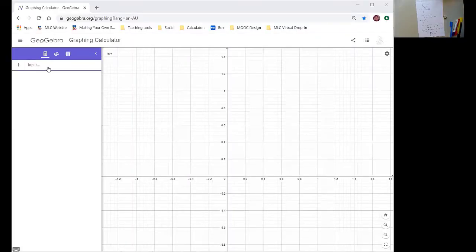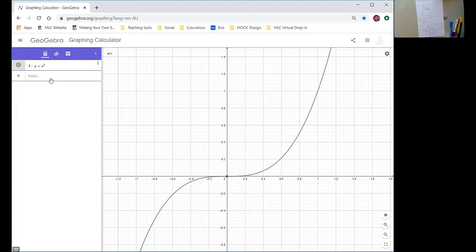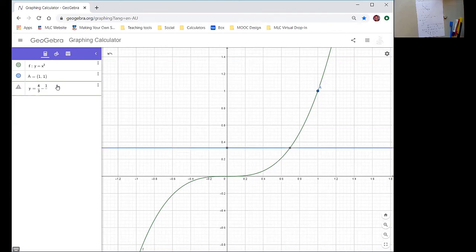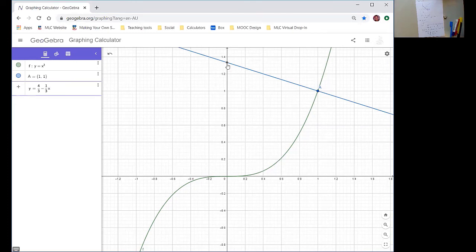This is GeoGebra. I'll type in y equals x cubed. Okay, and then I'll put in the point 1, 1 up there. And then let me put in the line I've got: y equals 4/3 minus 1/3 of x. Okay, so that's the line there. And yeah, up here on the y-axis, it does look like it meets at 1 1/3. Excellent. I feel better now.